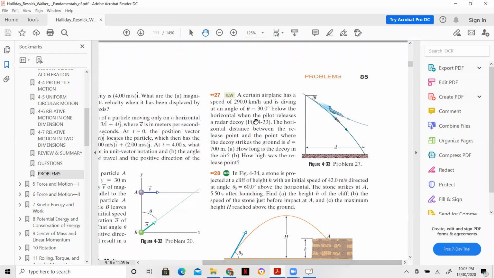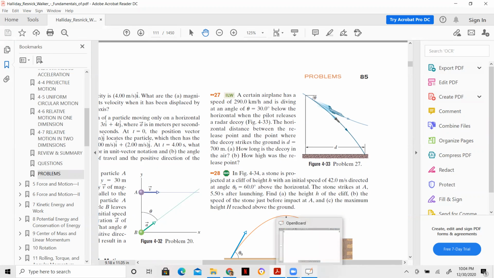The question reads, a certain airplane has a speed of 290 km per hour and is diving at an angle of theta, that is 30° below the horizontal. When the pilot releases a radar decoy, the horizontal distance between the release point and the point where the decoy strikes the ground is 700 meters. It has two parts. The first part asks, how long is the decoy in the air? And part B asks, how high was the release point?